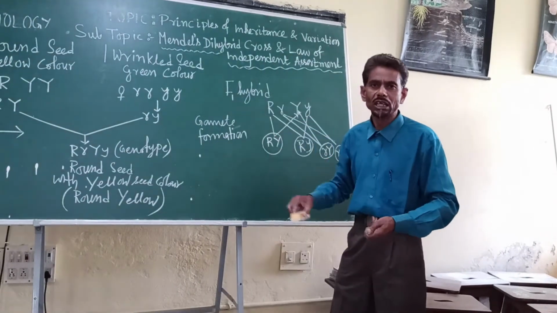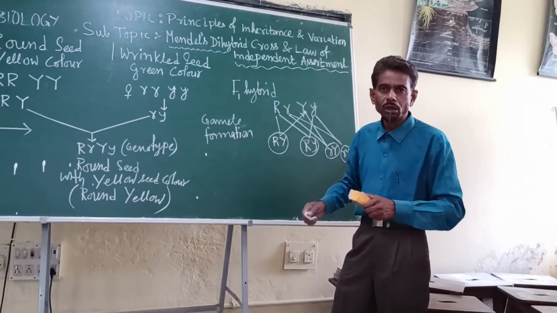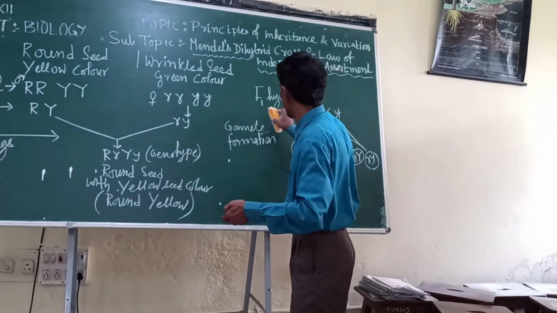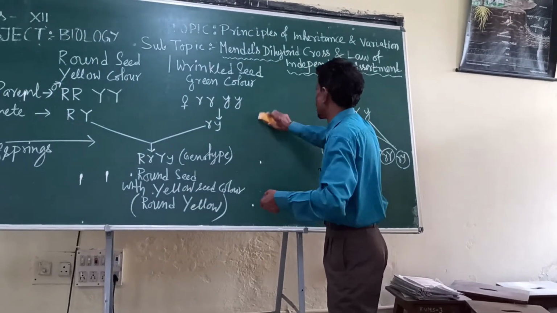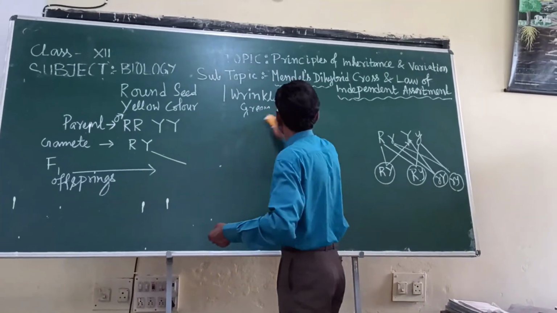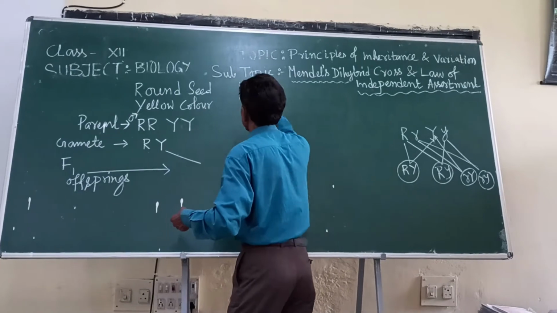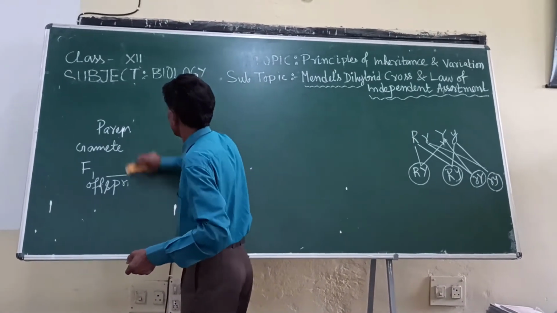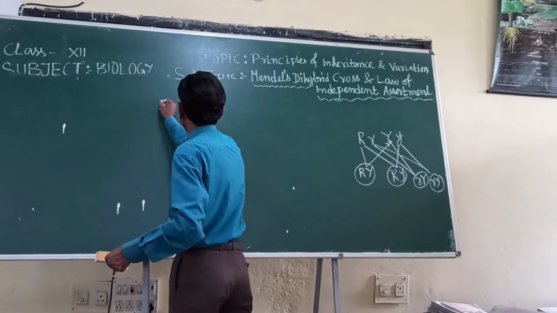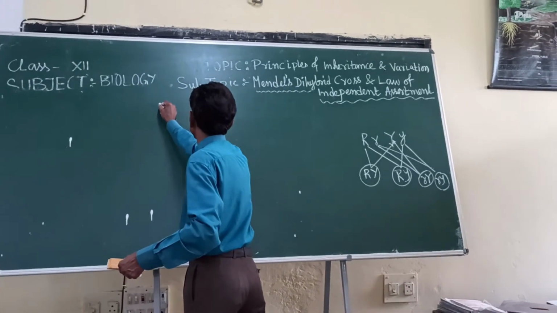Let us put this result in the form of a Punnett square, otherwise called a checkerboard. So let me make certain space. So if we make it in a square or a checkerboard like this.